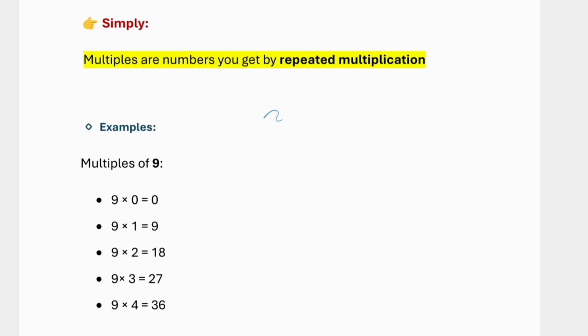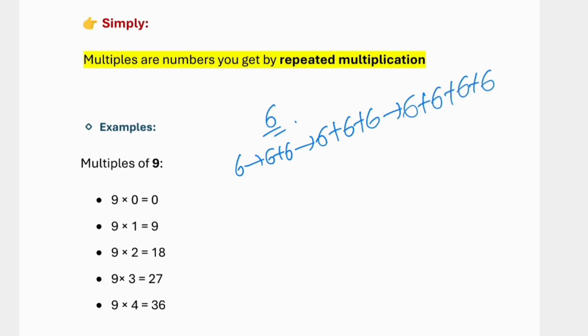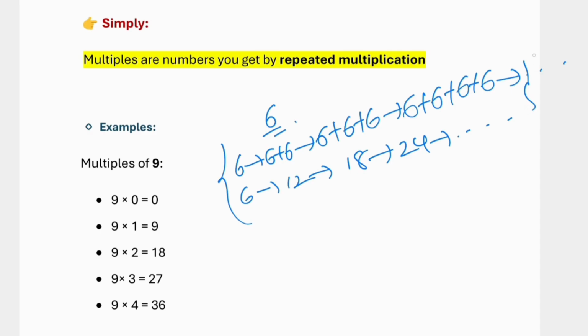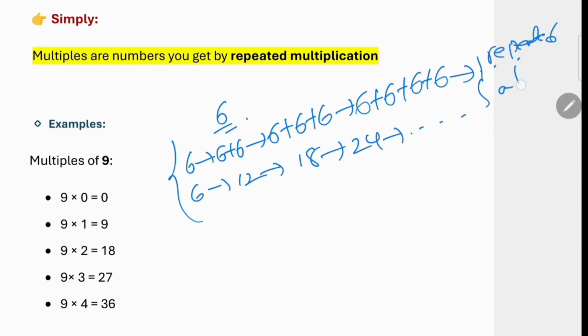Next, take another number, 6. Add 6 again and again. Then we get 6, then 6 plus 6, then 6 plus 6 plus 6, then 6 plus 6 plus 6 plus 6 and so on. Then we get the answers 6, 12, 18, 24 and so on. This process is called repeated addition. What results do we get? 6, 12, 18, 24 and so on.